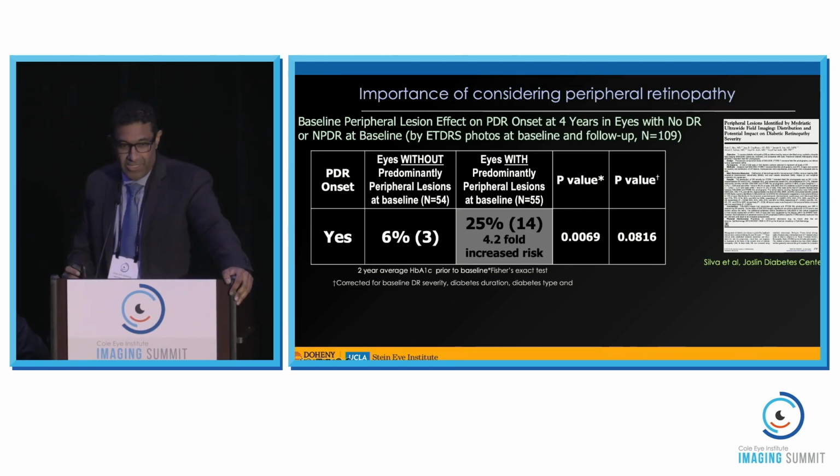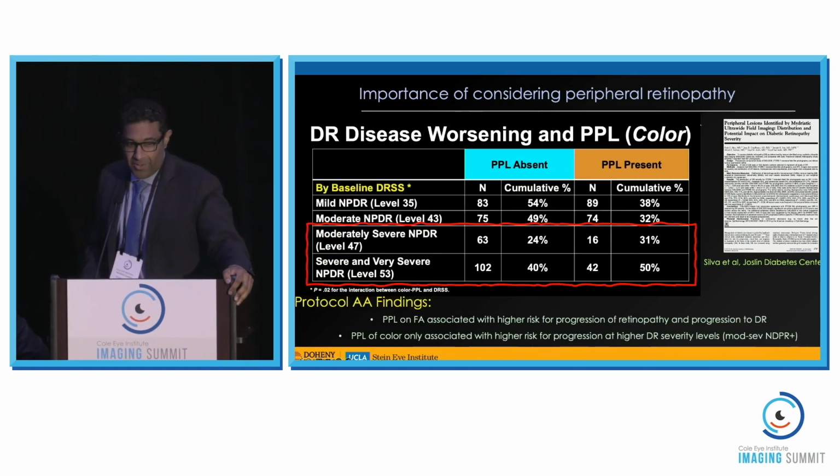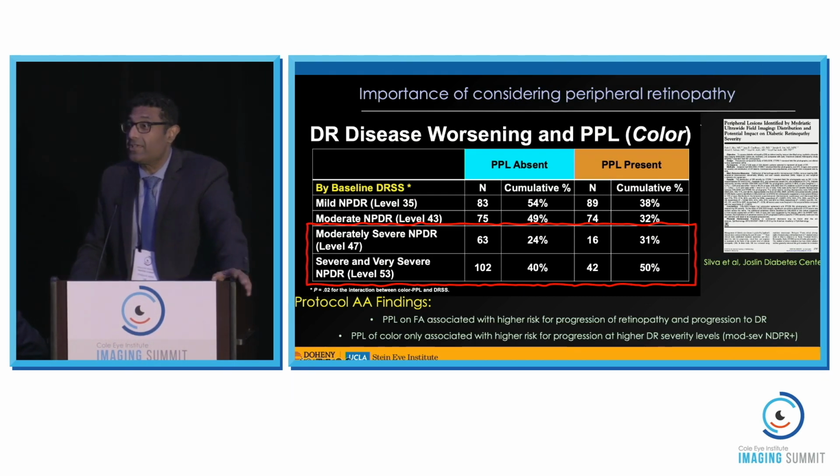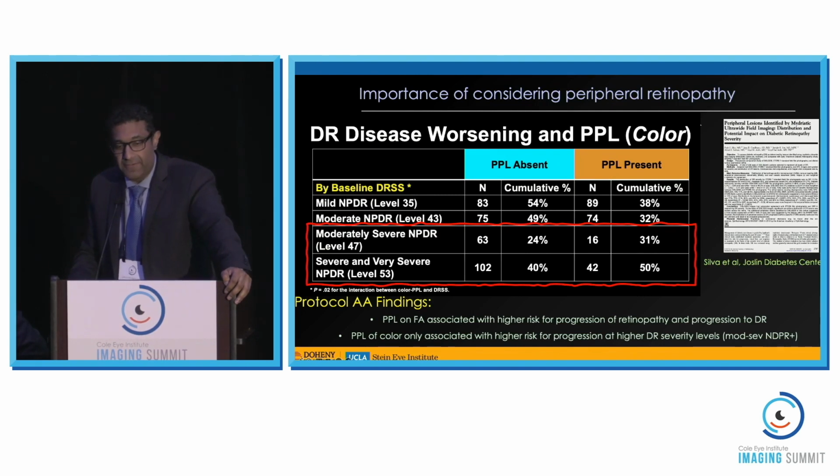And that, of course, led to Protocol AA, which I guess didn't make the cutting room floor from Dr. Martin. Must have been number 6, just past number 5. But AA, as many of you know, evaluated this question, and they demonstrated that predominantly peripheral lesions, or PPLs, on fluorescein angiography were associated with a higher risk for progression. Interestingly, the top-line result for color photographs didn't show that relationship, and I have some ideas about why that correlation is there that we can get into.